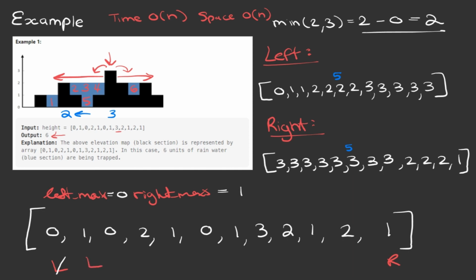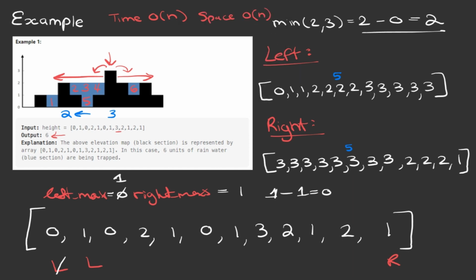Then we'll update the left max if we need to. The left max currently is 0, and the current height is 1. So the maximum of 0 and 1 is 1, so we'll have to update the left max. Since we incremented the lower of the two elevations, we know that the water will just be the left max minus the height at the current index. We know that the left max is 1, and we also know that the current height at the index is 1. So the amount of water at this index is 0.